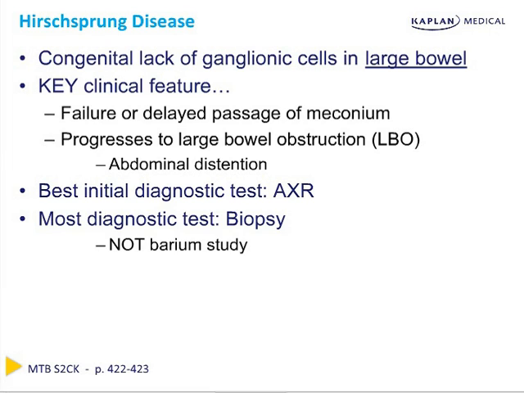The answer is not going to be a barium study. It's not going to be manometry. Those things can be helpful, but they're still inconclusive, because Hirschsprung's, by definition, is a lack of ganglionic cells. And so you have to see a biopsy that lacks the ganglionic cells to know that this is Hirschsprung's disease rather than some other functional issue. And then ultimately the treatment is that the aganglionic section of the bowel needs to be removed, and that can only be done through surgery.